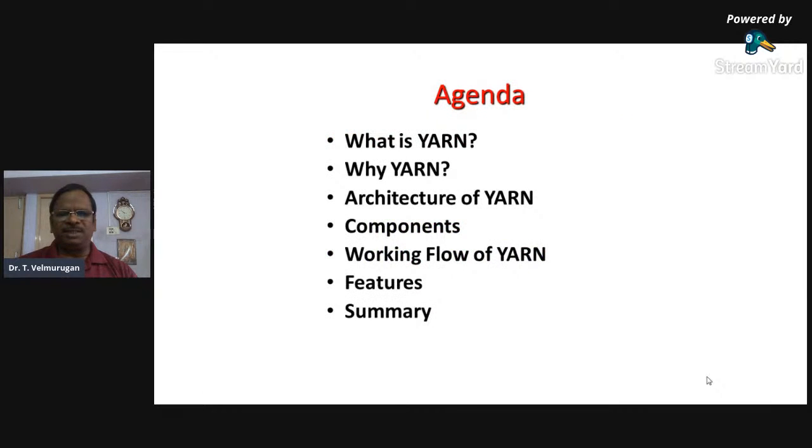Now, what is the agenda we are going to discuss in this session? First, we discuss the definition of Yarn and why we require Yarn. What is the architecture of Yarn? What are the different components available in Yarn? How does the Yarn architecture work? That is, we have to discuss the working flow of Yarn. Then what are the features available, and finally we discuss the summary of Yarn.